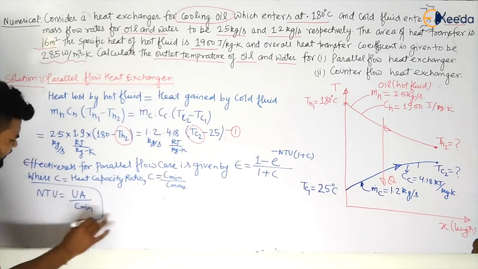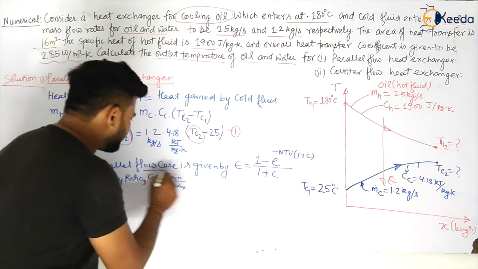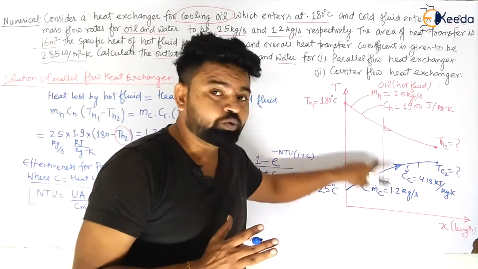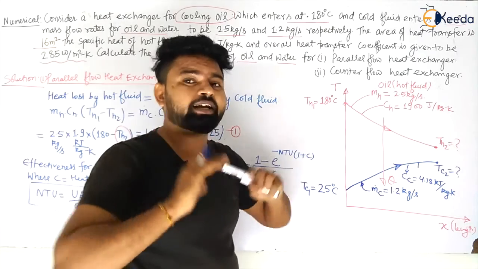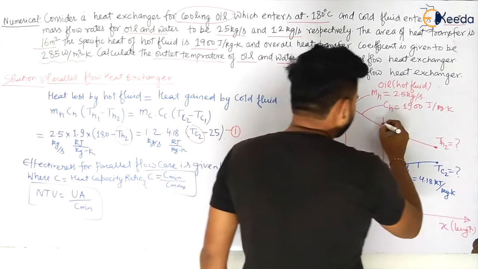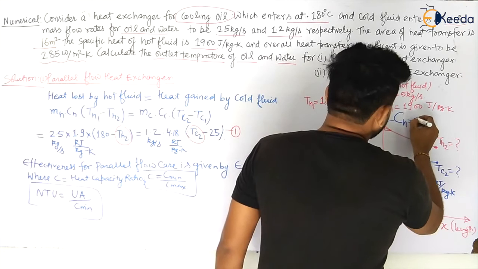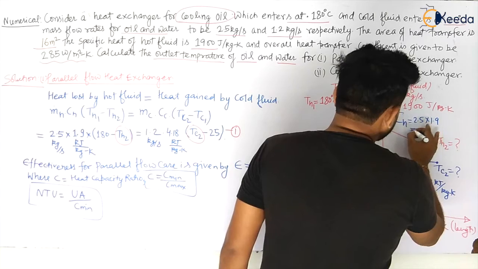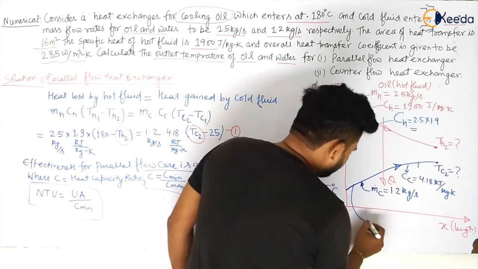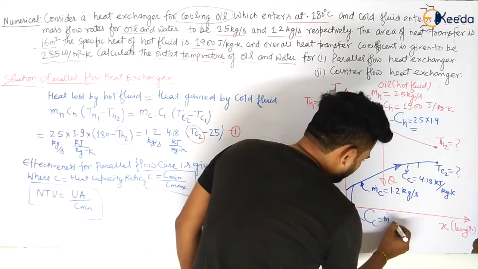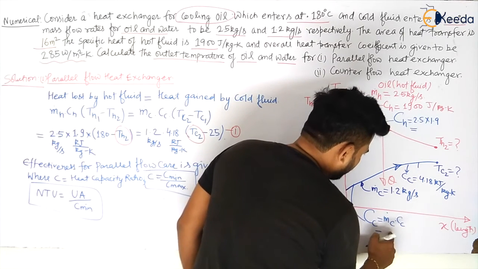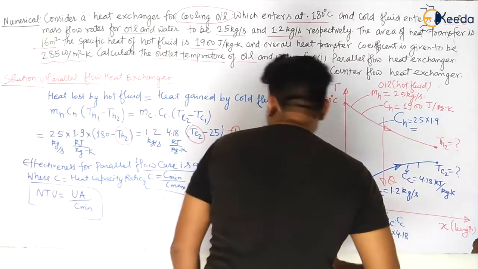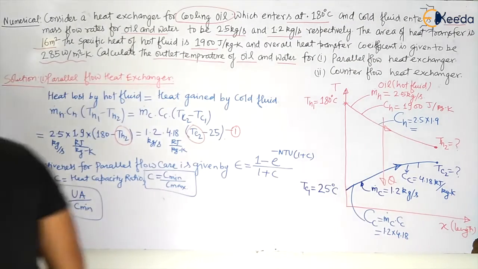What is important in this case? First I should know what I should calculate. So let us check the heat capacity of both the fluids, and I will do it here only so that I can pick up the values and save my time. What will be your CH, my dear students? This will be 2.5 multiplied by 1.9. Similarly, what will be your CC? That will be m dot c times Cc, given by 1.2 multiplied by 4.18. Let us multiply them and calculate the values.